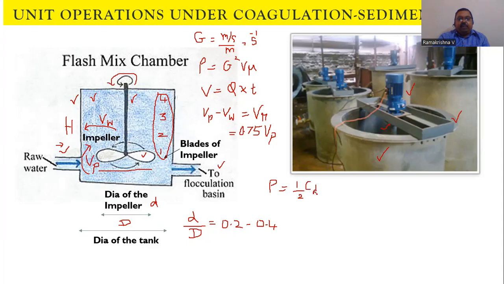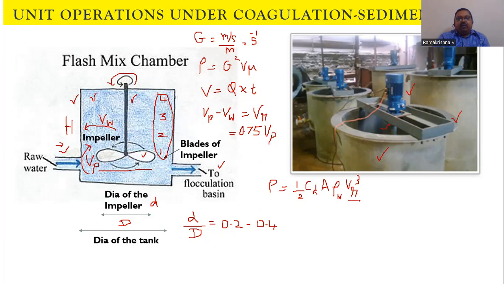half CD A rho W VR cubed. What are these things? A is nothing but the area of the paddles, the effective area of the paddles. And rho W is nothing but the density of the fluid. We are talking about water, say 1000 kg per meter cube.